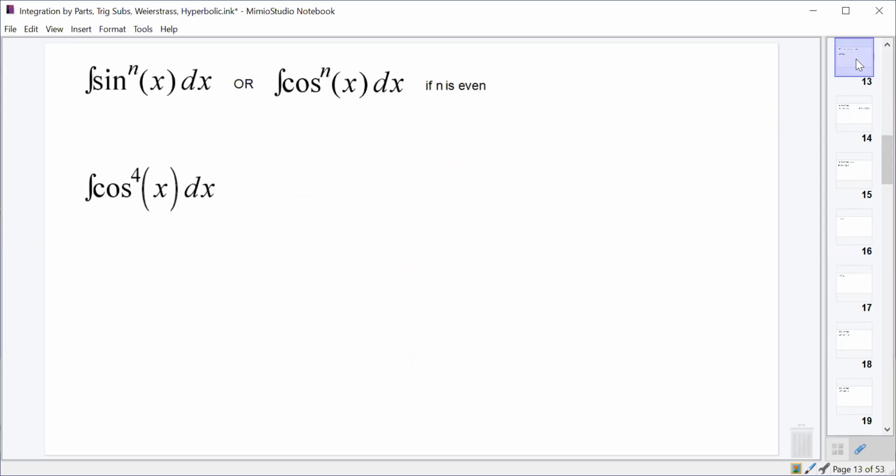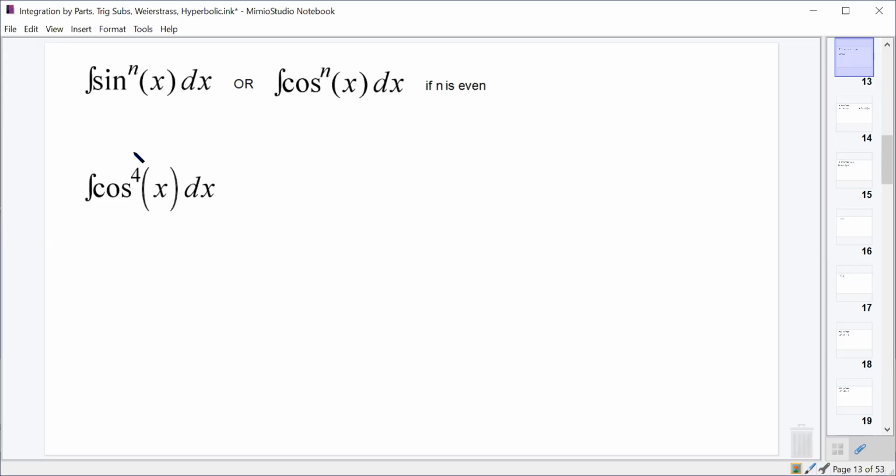All right. What about if the power on the sine or the cosine is even? That same pattern is not going to work out. Power reducing formula is one option that we can use, and that's what we're going to use here.